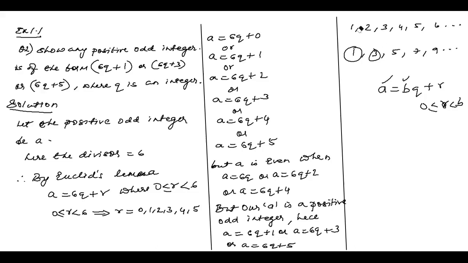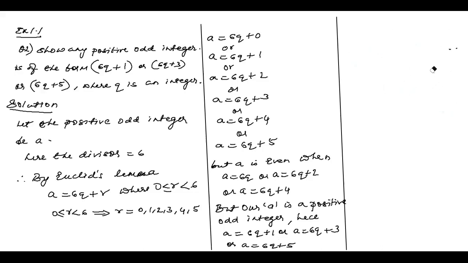Got it? You can clearly see this answer I got. See, I repeat. Show that any positive odd integer is of this form: 6q plus 1, 6q plus 3, 6q plus 5, where q is an integer. So listen, how we go about. Let the positive odd integer be a. A should be positive. I don't just say integer. I want my a to be a positive odd integer.